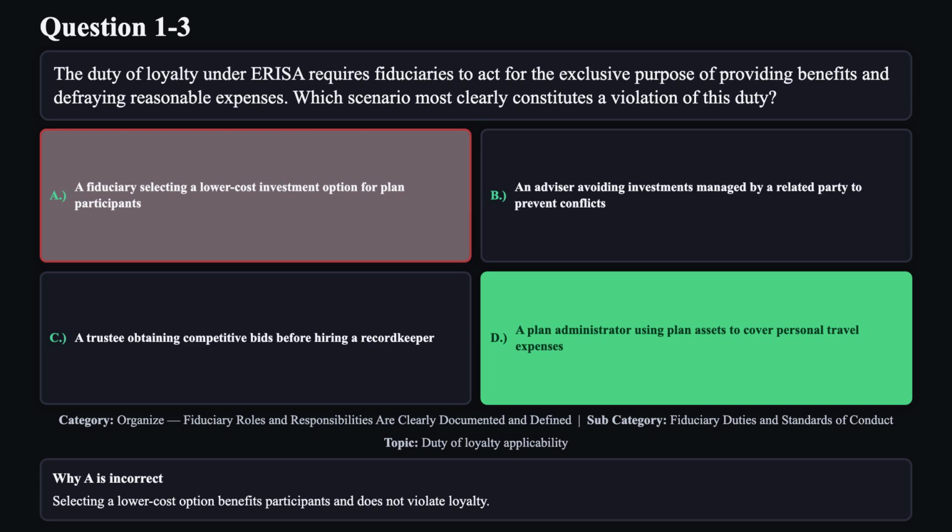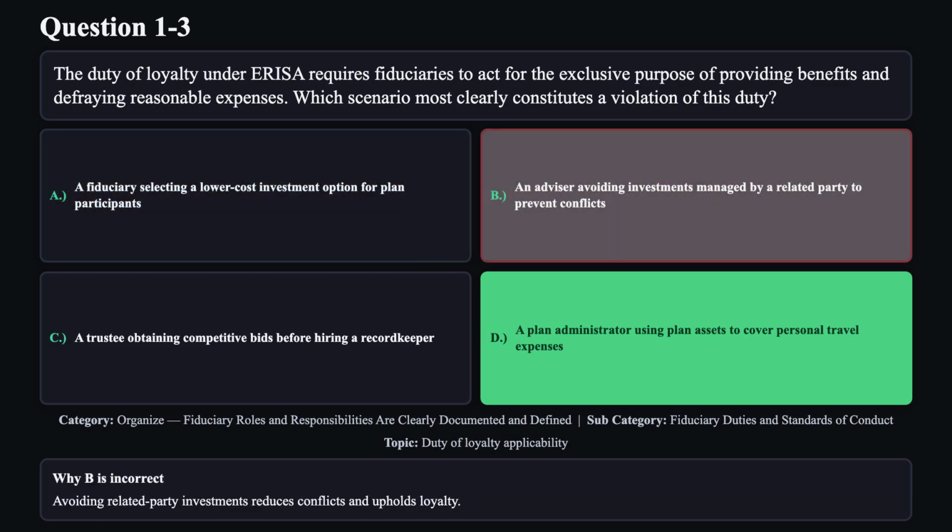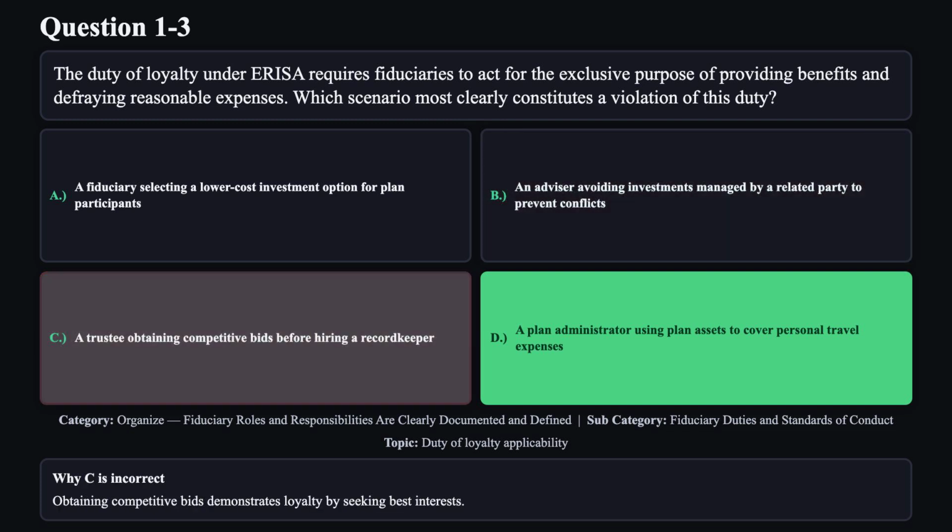Reason A is not correct. Selecting a lower cost option benefits participants and does not violate loyalty. Reason B is not correct. Avoiding related party investments reduces conflicts and upholds loyalty. Reason C is not correct. Obtaining competitive bids demonstrates loyalty by seeking best interests.